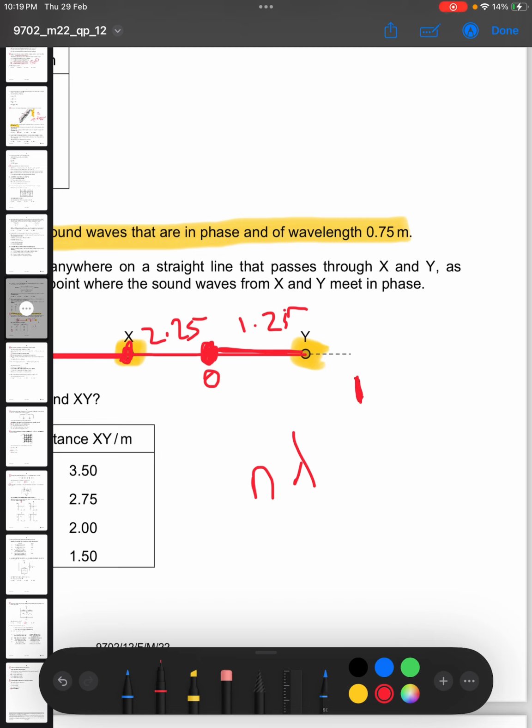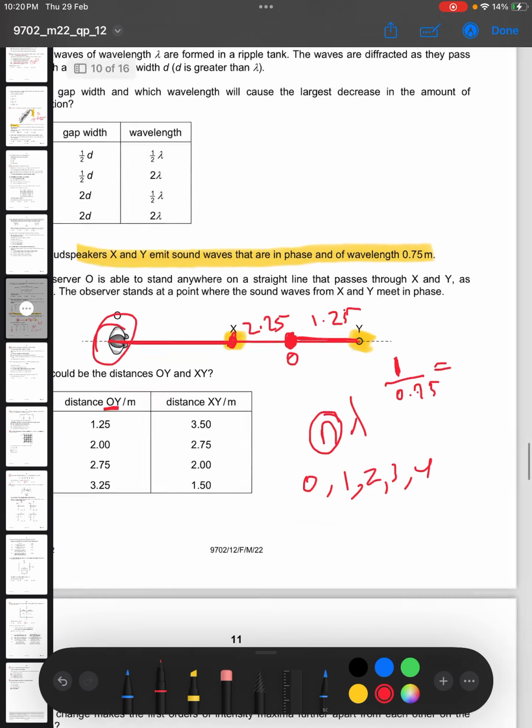Now 1 is the path difference, but dividing 1 by the wavelength of 0.75 will give us an answer which is not a whole number. So here we must be having n as a whole number, which can be 0, 1, 2, 3, 4, continuously like that. So this does not work.